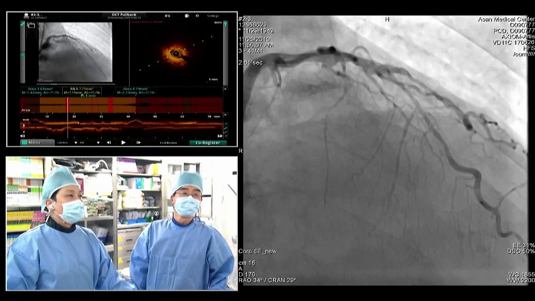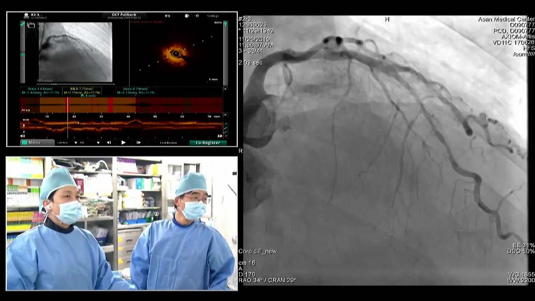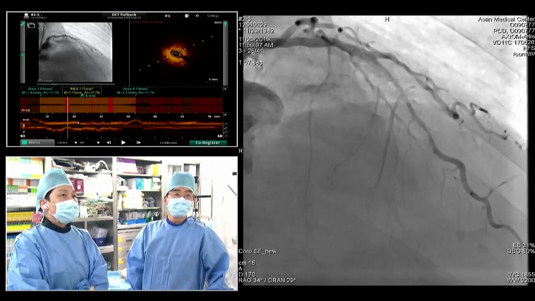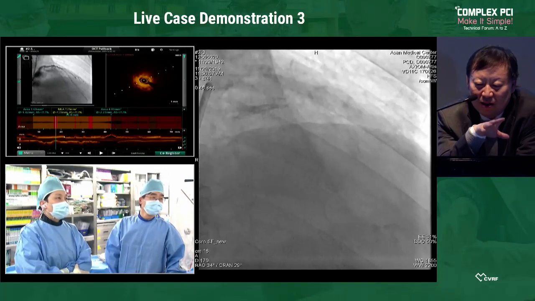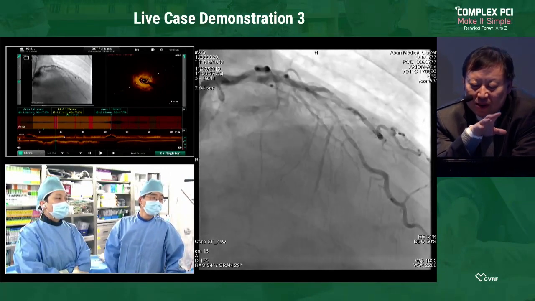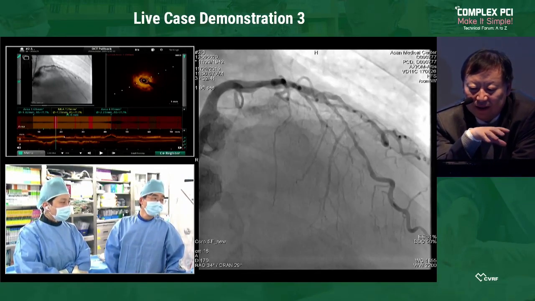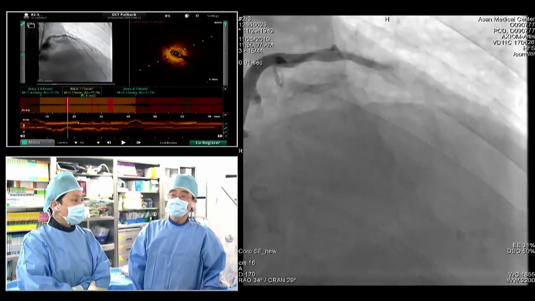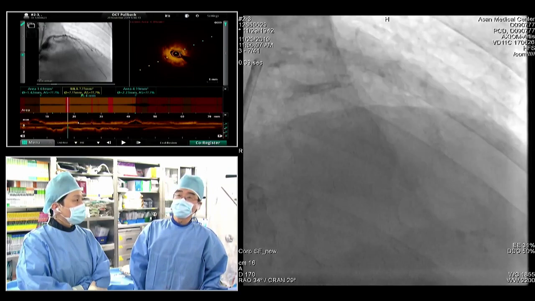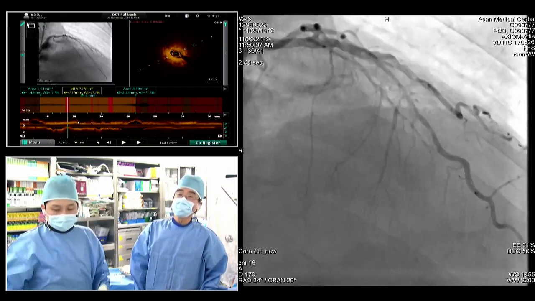What about the scoring balloon? Scoring balloon is not a good option, but cutting balloon is a good option. However, scoring balloon is not enough to dilate sometimes. So your strategy is balloon first. Therefore, we decided to use the cutting balloon.